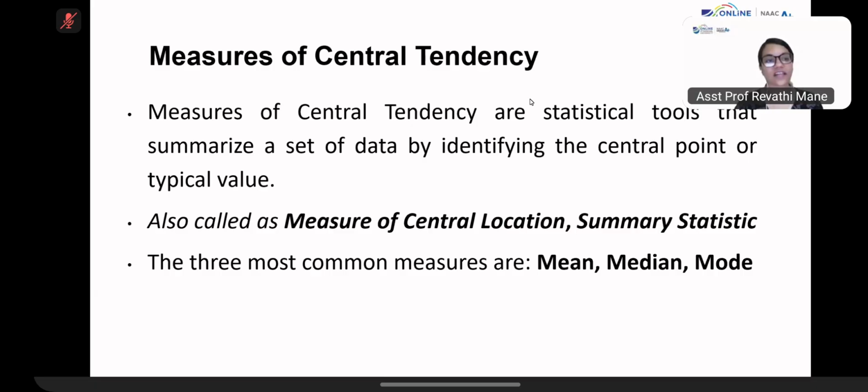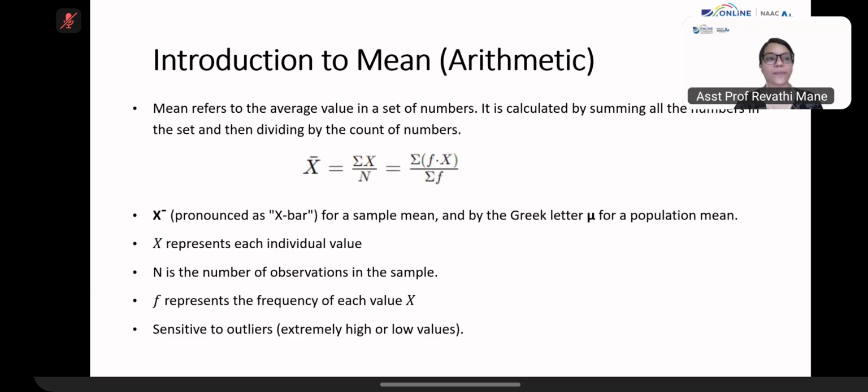So in today's class, let us start with understanding what is mean. Mean is also called arithmetic mean, and it is also called average. So it is very simple. For calculation of mean, we will add all the values in the given set and divide it by the count of the numbers. So mean value in a set of numbers is calculated by summing all the numbers in the set and then dividing by the count of the numbers. So this is the definition of mean.